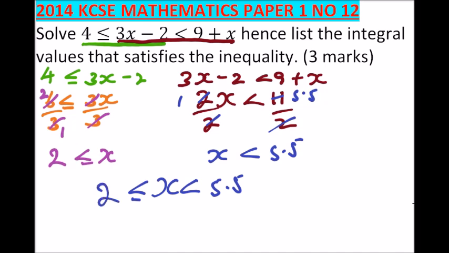So that is you have solved. Hence list the integral values that satisfy the inequality. Since x is greater than or equal to 2, 2 is part of the integral values. Then we have 3, we have 4 and 5. So that's how we work out that question. You get yourself 3 marks.